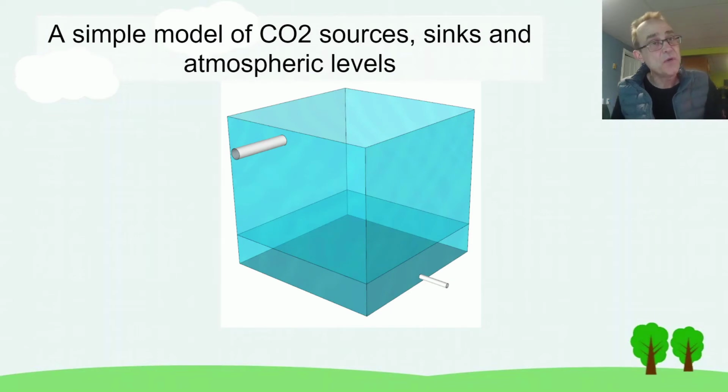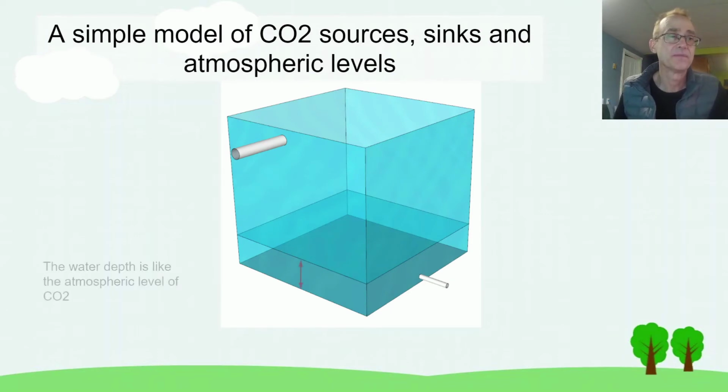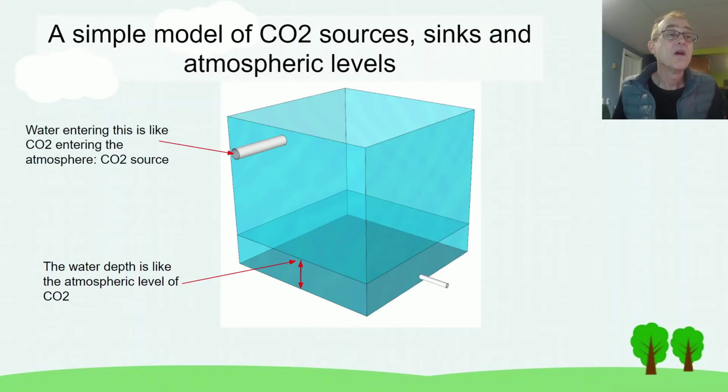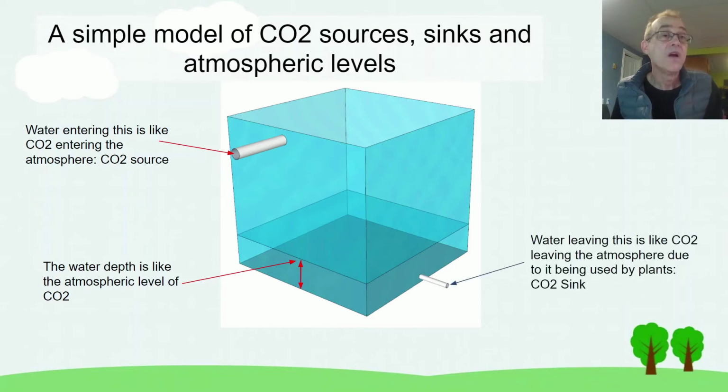Here is a simple model to describe the Earth's atmospheric carbon dioxide. The water depth is like the atmospheric level of carbon dioxide. Water entering this pipe is like carbon dioxide entering the atmosphere. It's the carbon dioxide source. Water leaving this pipe is like carbon dioxide leaving the atmosphere due to it being used by plants.